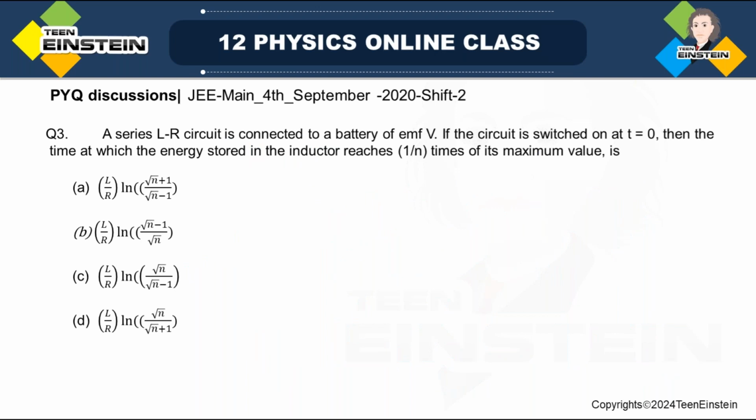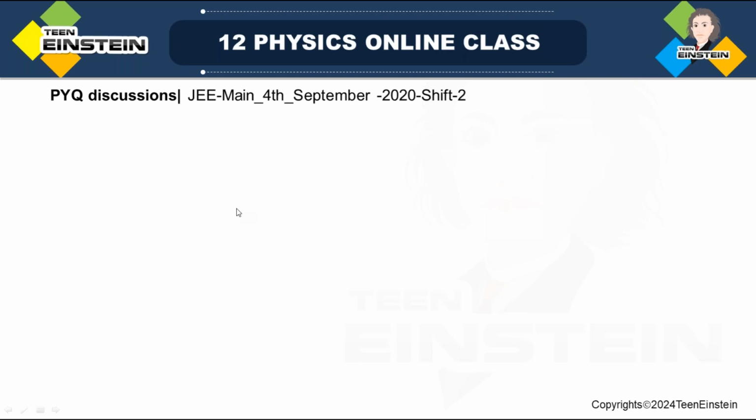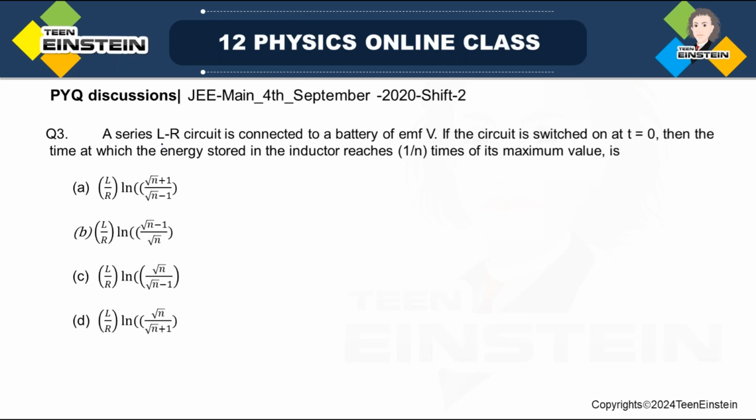Now we'll go to the next problem. So this problem says, a series LR circuit is connected to a battery of EMF V. If the circuit is switched on at t equal to 0, then find the time at which the energy stored in the inductor reaches 1 over n times of its maximum value. So you have to find out the time actually.